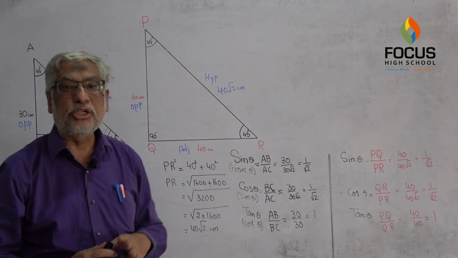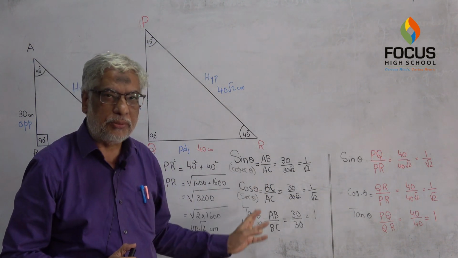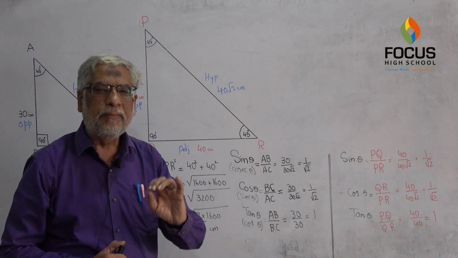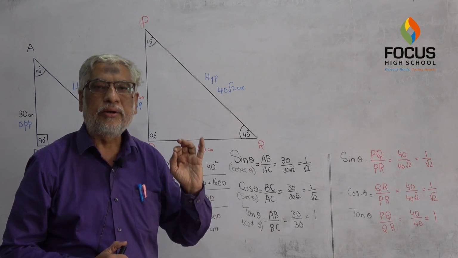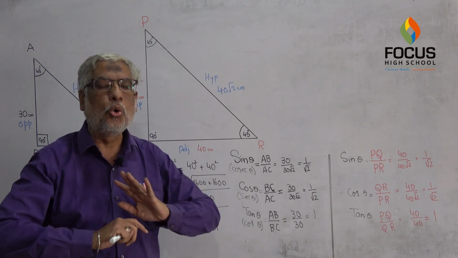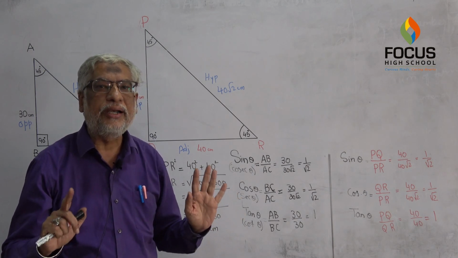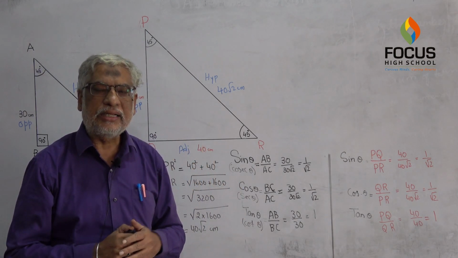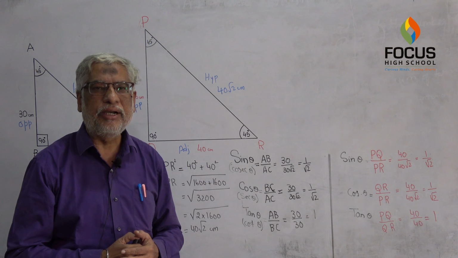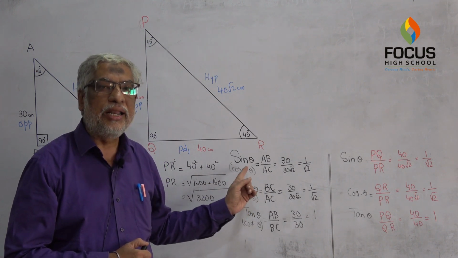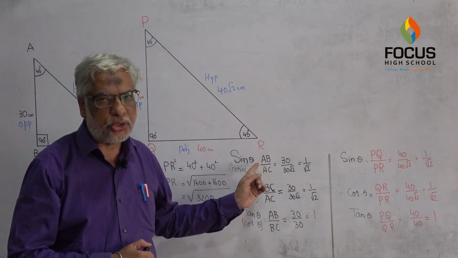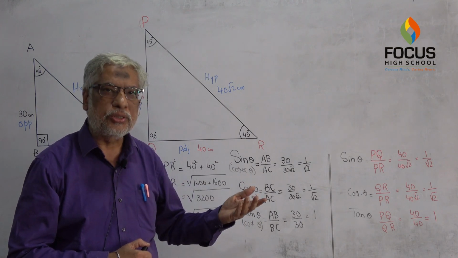So we have three basic ratios, and their three reciprocals, altogether 6. The whole chapter of trigonometry depends on these 6 trigonometric ratios. And in the next class, we will be discussing the relationship between their ratios and their reciprocals. Thank you.